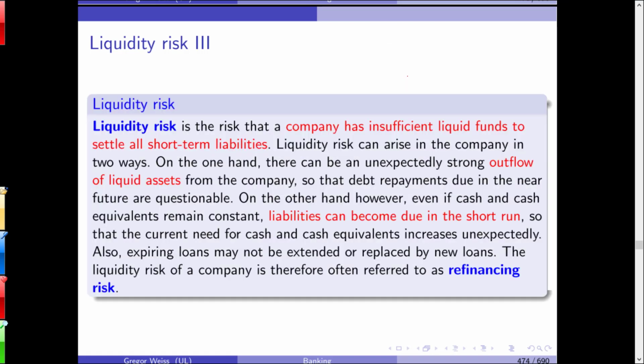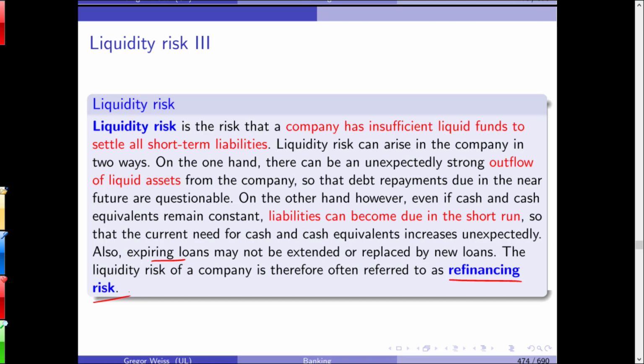Now, what is liquidity risk? Liquidity risk is the risk that a company has insufficient liquid funds to settle all short-term liabilities. It can arise in the company in two ways. First of all, you suddenly have less liquidity, or you suddenly have more obligations. Those are the two ways how liquidity risk can arise. And expiring loans may not be extended or replaced by new loans, and the liquidity risk of a company is therefore often referred to as refinancing risk.